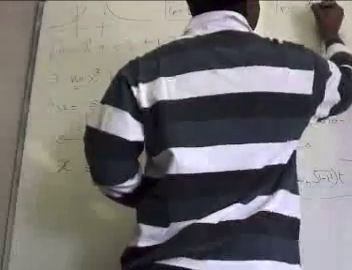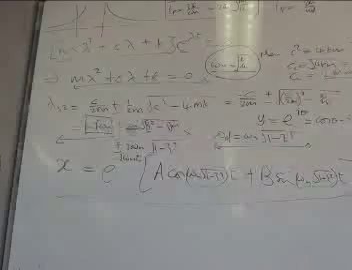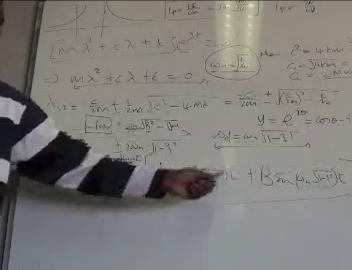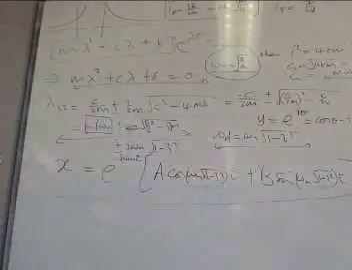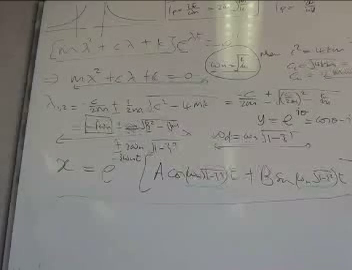2 pi over omega d. Okay? Can we all see that? Well, this is the speed at which it's moving. So it's the one that determines the period. It also determines the frequency. Are we together?